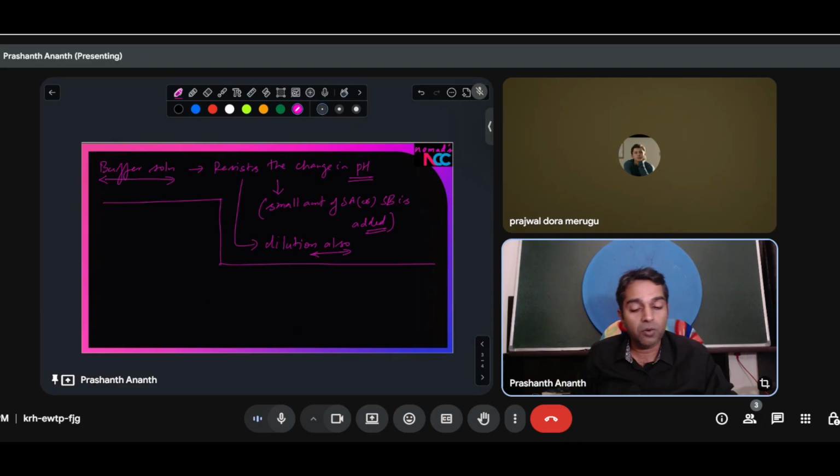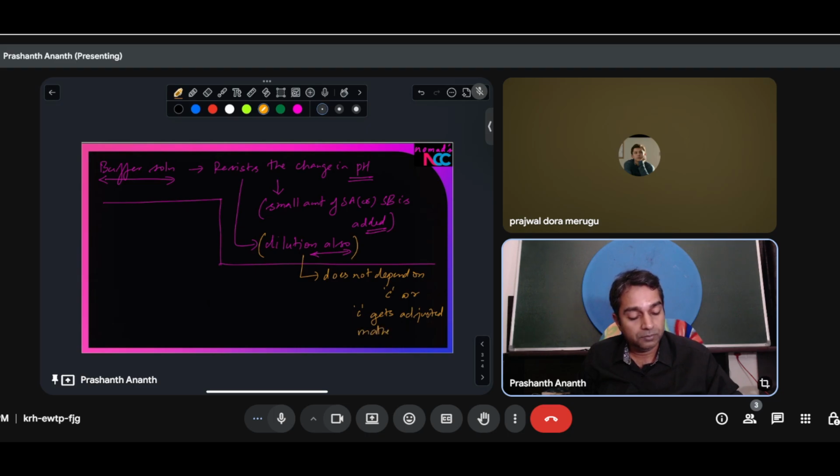Now let's try to understand the way this can work out. So dilution, we have already seen. What does dilution case mean? It means it does not depend on concentration C, or C adjusts mathematically. So that is the basic idea over here. So let's neglect that part for the time being. We'll come to the other bit over here, which is more complicated.